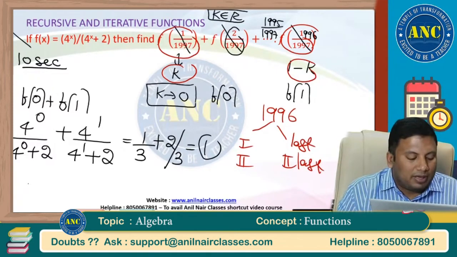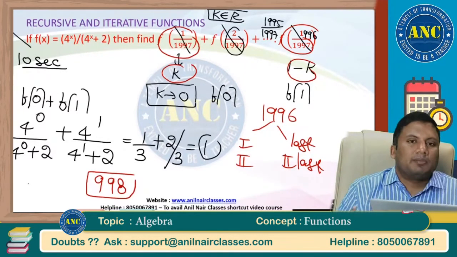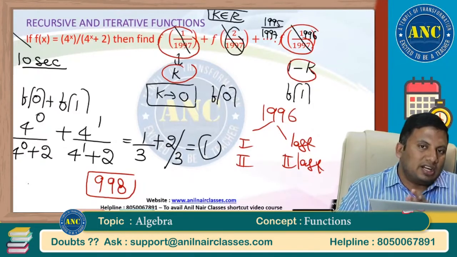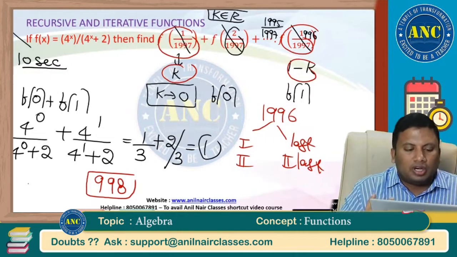So half of them it will be there. 1996 by 2. Answer is nothing but 998. I hope the idea is clear. First and last, second and second last, third and third last. You don't need to do it.